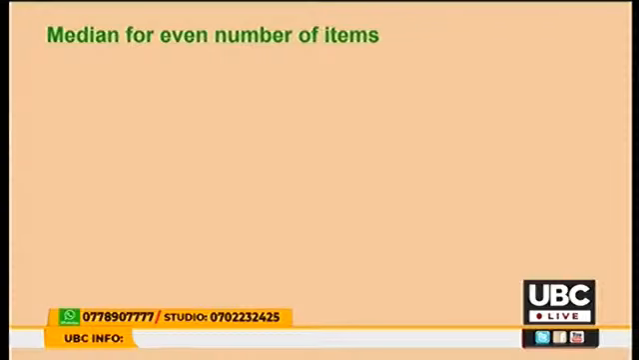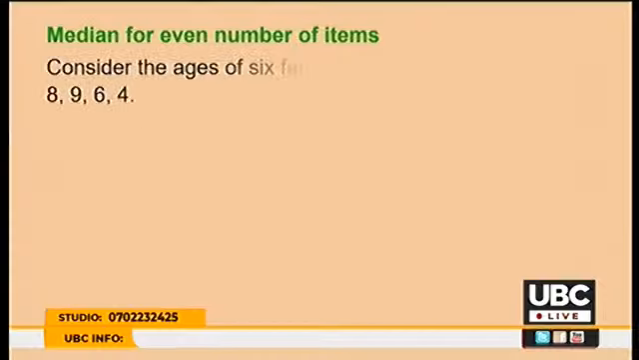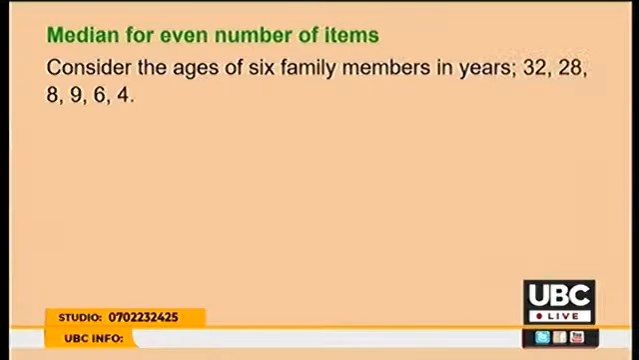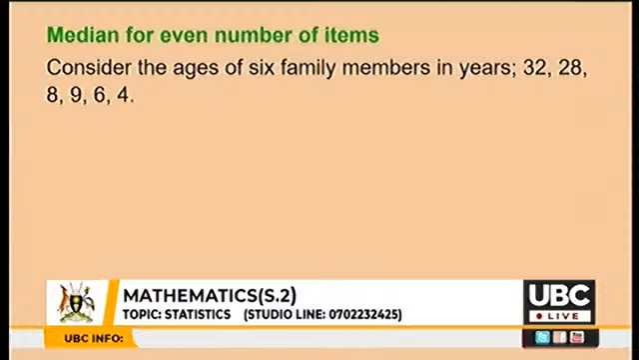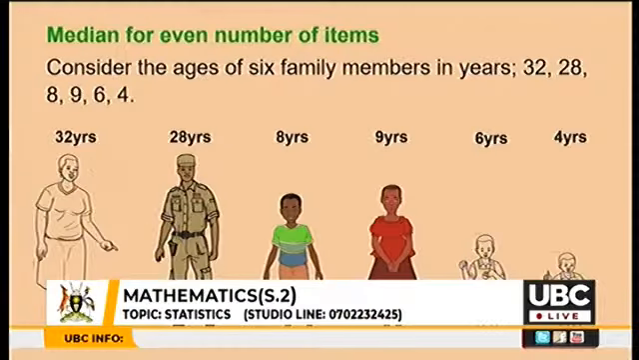Now, from the previous example, we looked at median where we had an odd number of items. We had 5 members, and we could easily get the middle position. Let's consider median of an even number. This time, we are going to have 6. The last example, we had 5 family members, but now we have 6 family members.